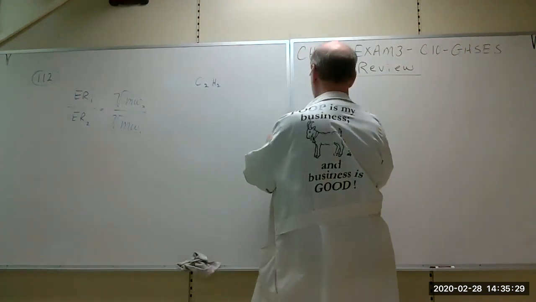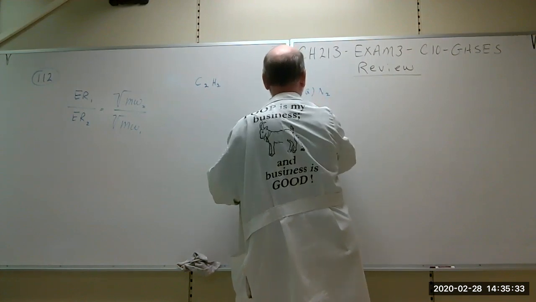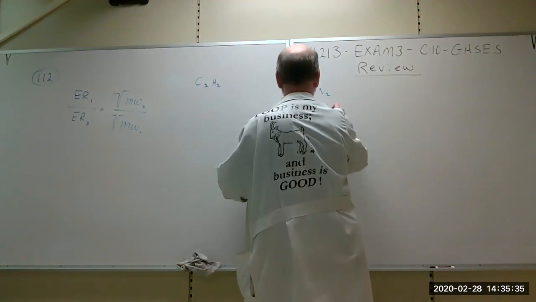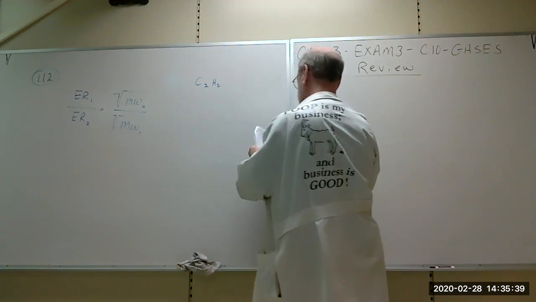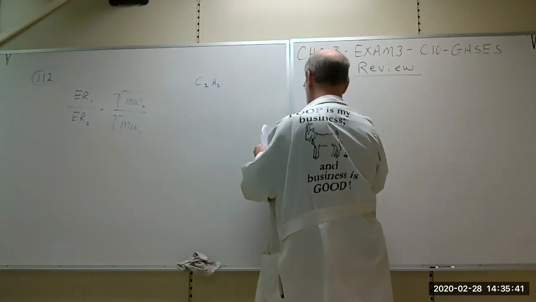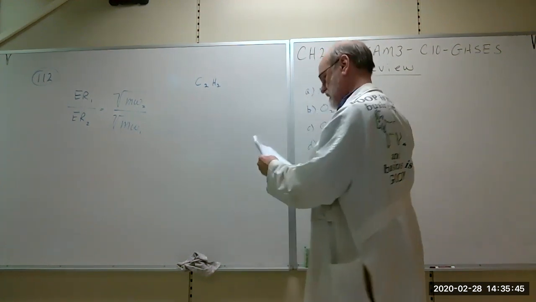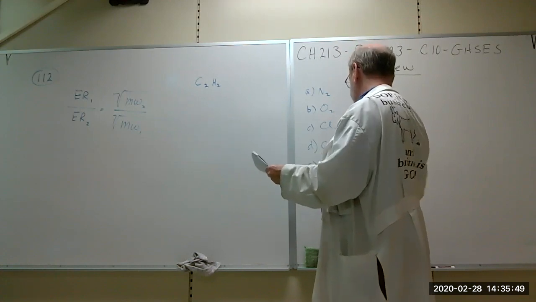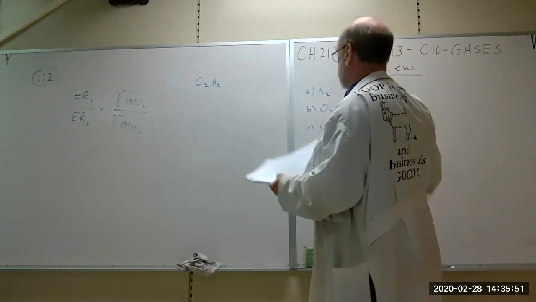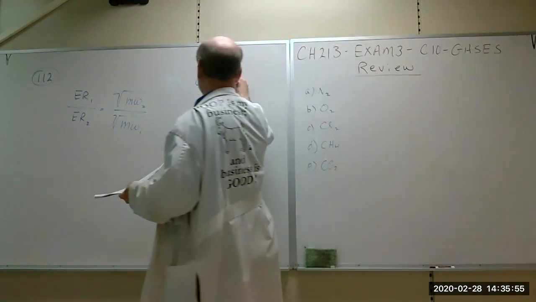Our choices are A, nitrogen, B, oxygen, C, chlorine, D, methane, and E, carbon dioxide. Okay, so we're going to have to know the molar masses of all these guys.